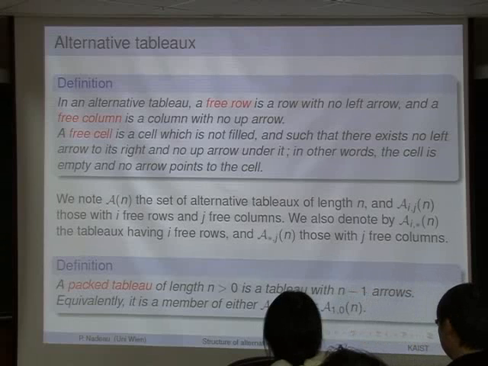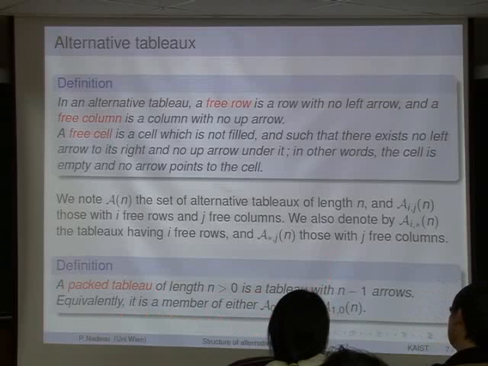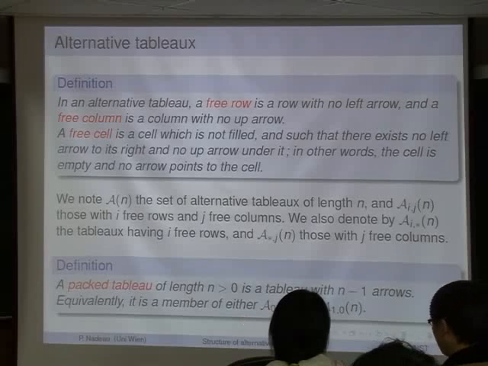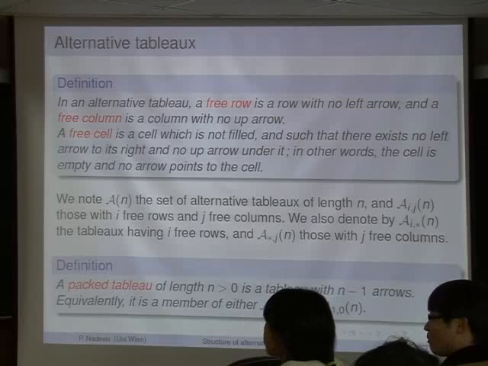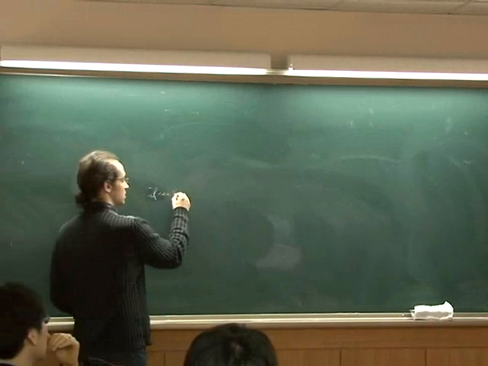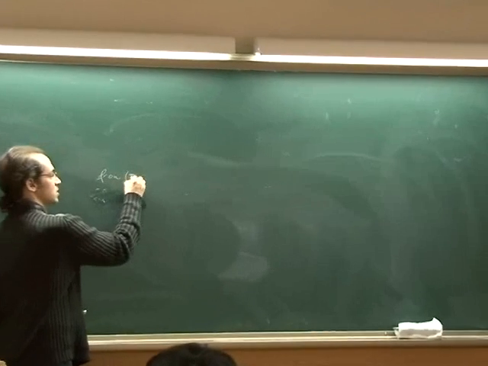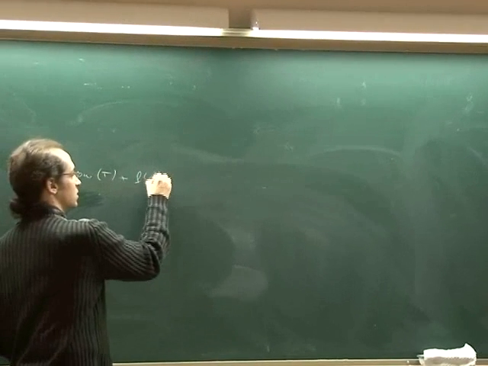There's no way to put n arrows in a tableau, and equivalently it's a member of either A_01, so it has one free row and no free column, or one free column and no free row. Maybe I should be more specific. Okay. Just because if you take the number of free rows, the number of free rows, I don't know, maybe I have another notation. So free rows of T plus free columns of T.